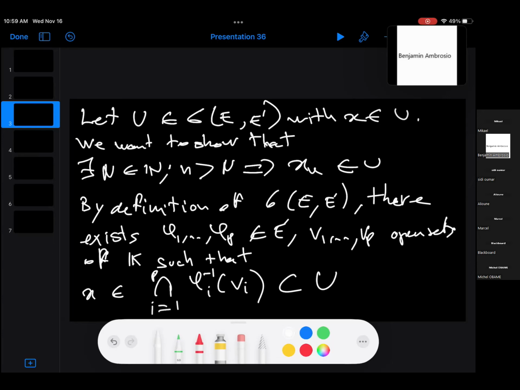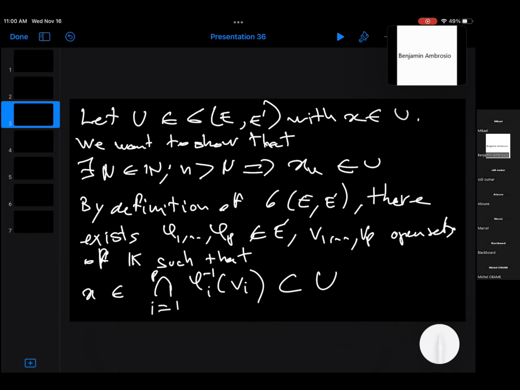Because the weak topology is a specific initial topology. So we have that. So next, now what we know is that for every phi, phi of xn converges toward phi of x. So in particular, this is true for the phi I.